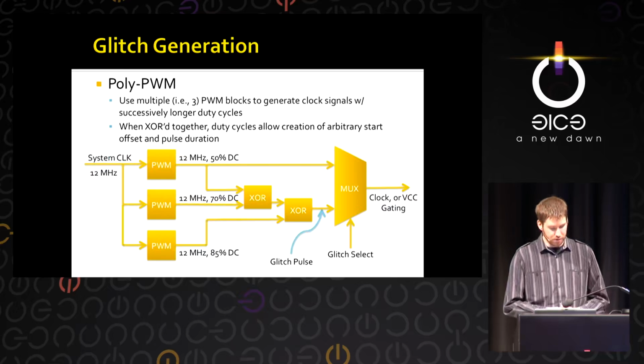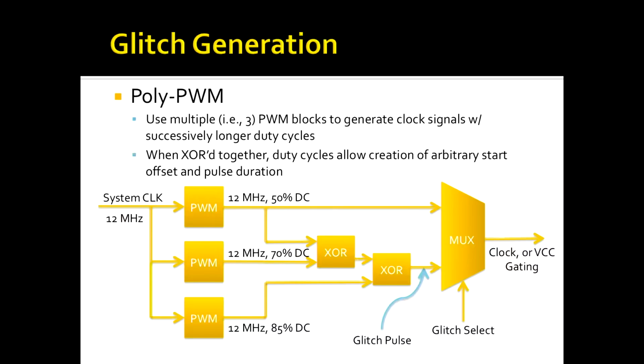So the third method is poly PWM. So this is where you use multiple pulse width modulation blocks to generate clock signals with successively longer and longer duty cycles. So now in this case, instead of changing the frequency, we just keep our system clock at 12, 12, 12, 12, all the way through these blocks, but now we have a 50% duty cycle, which means half of the waveform, there's equal parts on and off in the cycle of a waveform.